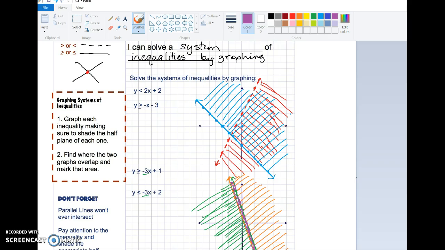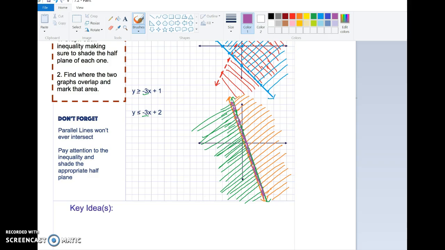Important things to remember: parallel lines won't ever intersect, but you may have those intersections, the inequalities might intersect because they might cross over each other. And then you have to always pay attention to the inequality and shade the appropriate half plane. Last thing to do is to write yourself a key idea, and I'll see you in class.